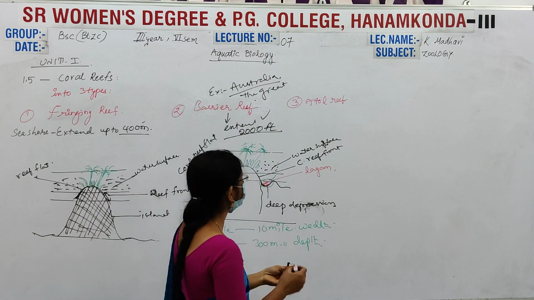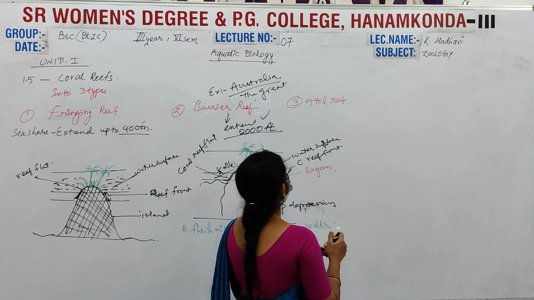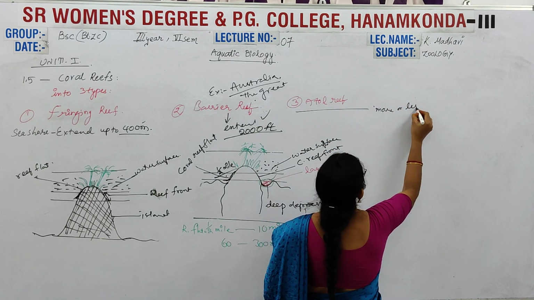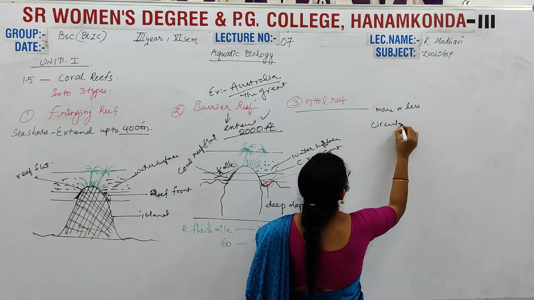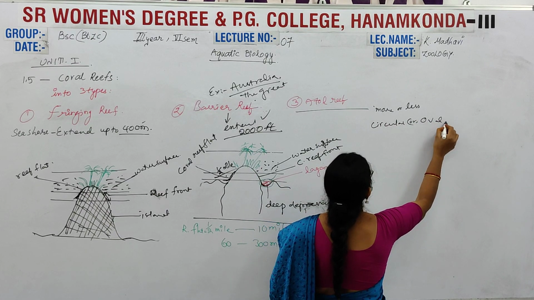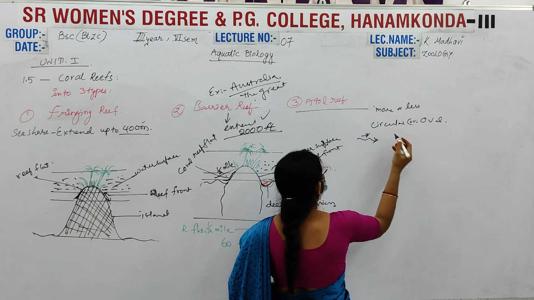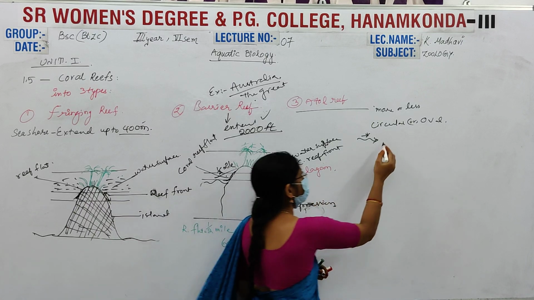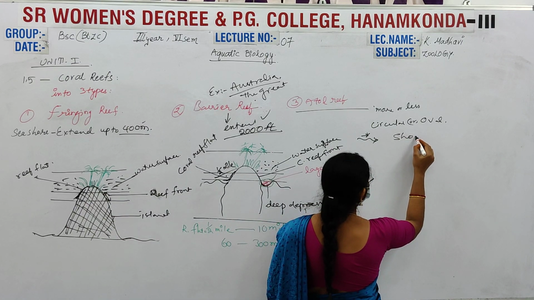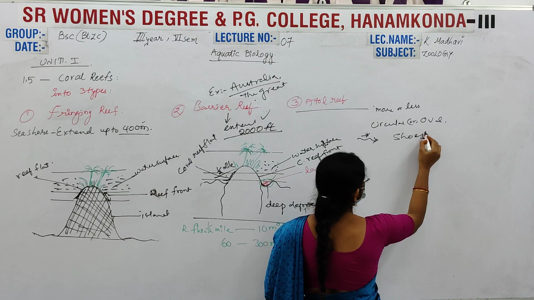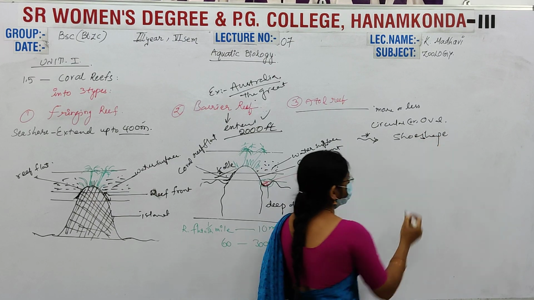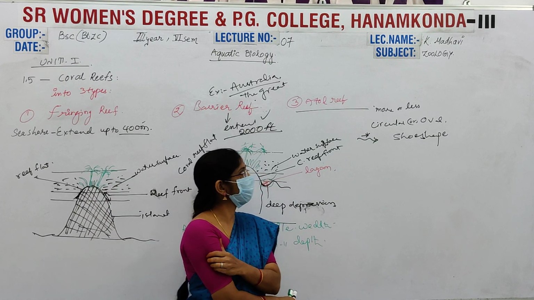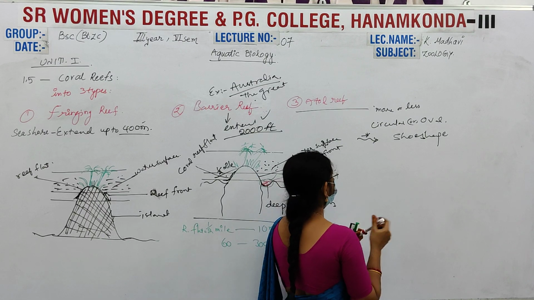Atoll reef. This atoll reef is more or less circular or oval in shape. And some coral reefs show a shoe-shaped structure. Especially this arch, shoe-shaped structure.